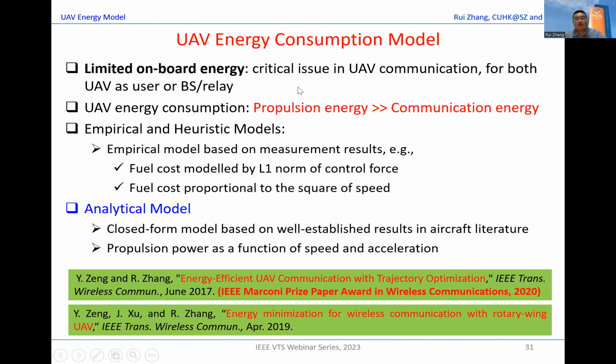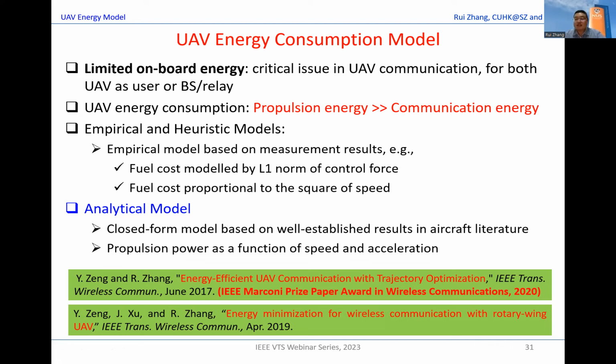Another work I want to share with you is about how to model the UAV energy consumption. Because for UAV communication, typically the UAV has limited onboard energy. As I mentioned previously, energy-efficient design is critical for UAVs. But if you compare the UAV propulsion energy consumption, that is, the energy used to maneuver the UAV around, with the communication energy, you will find in practical UAVs that the propulsion energy is much higher than the communication energy. This is very different from traditional energy-efficient design in communication systems, where communication energy is usually the main source of energy consumption. But in UAV communication, that's not true. We can even ignore the communication energy and focus on the much higher propulsion energy.